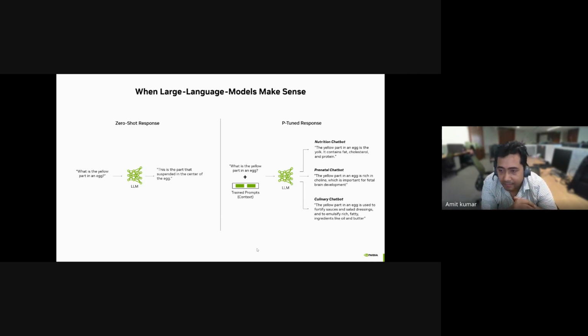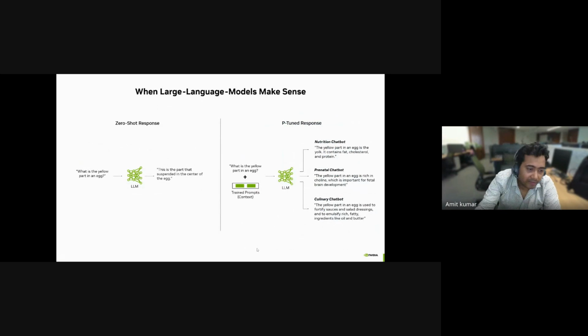If I am building a nutrition chatbot, then with the same language model I'll ask the question in a different manner. My question will be the same, but I'll give some prompts, so the response will be related to nutrition. You see this: the yellow part in the egg is the yolk. It contains fat, cholesterol, and all those things. For a prenatal chatbot, it tells you something good for prenatal, fetal development. Culinary, something related to food. But for that you have not changed any foundation model, rather you have done prompt learning, and that is a very powerful feature, right?